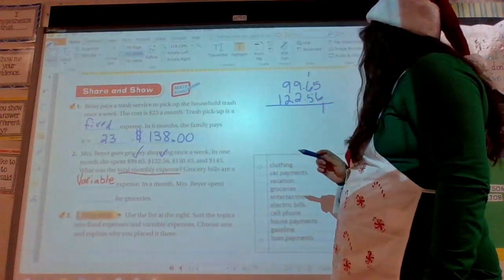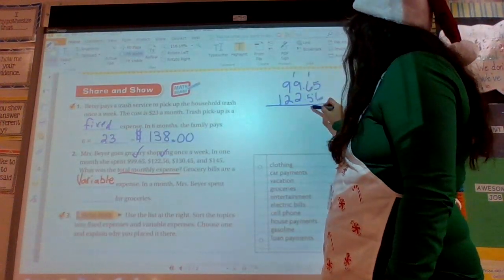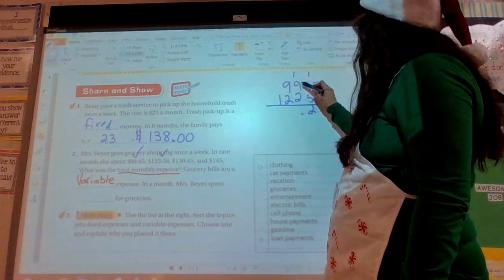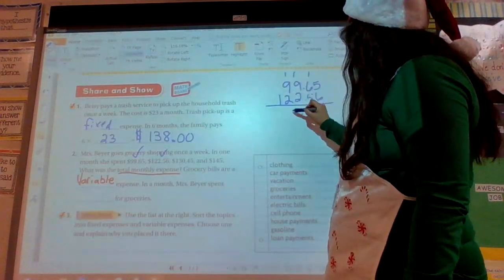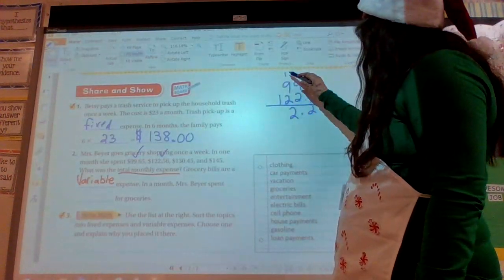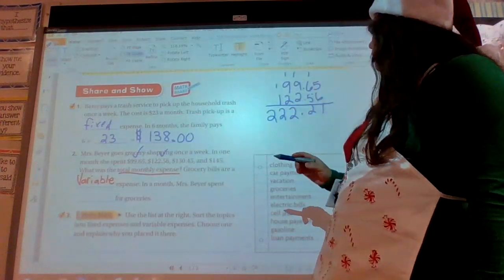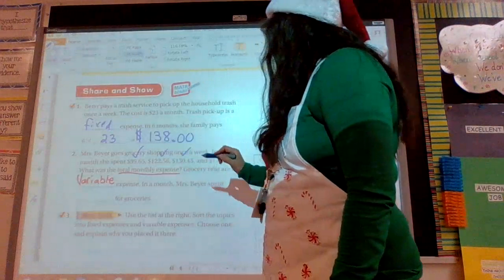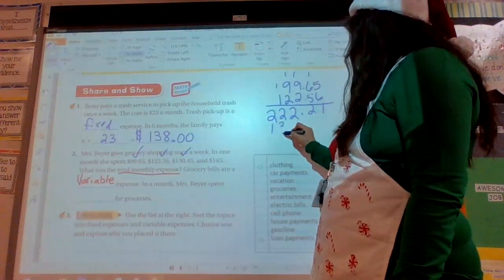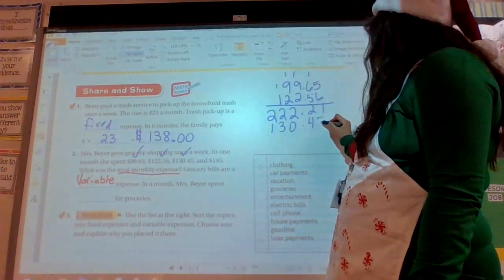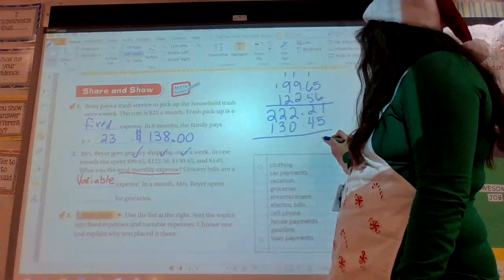6 and 5 is 11. Plus 1 is 12. Bring down that decimal. 9 plus 1 is 10, plus 2 is 12, and I get $222.21. But now I'm going to have to add the $130.45 that she spent at the store.